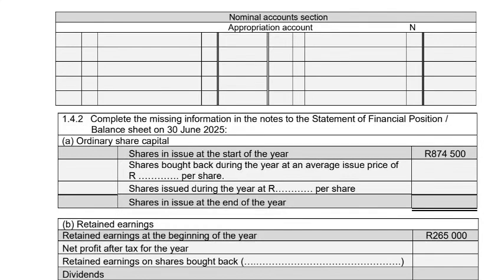On the debit side, 2025 June the 30th, we write income tax, general journal, and our income tax amount that is closed off to the appropriation account is 234,900.